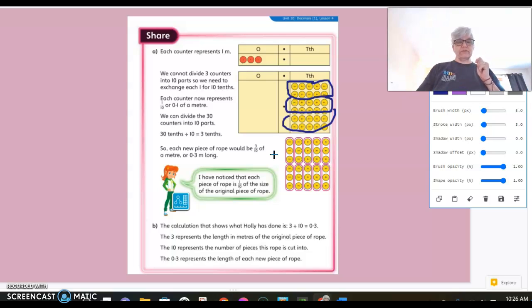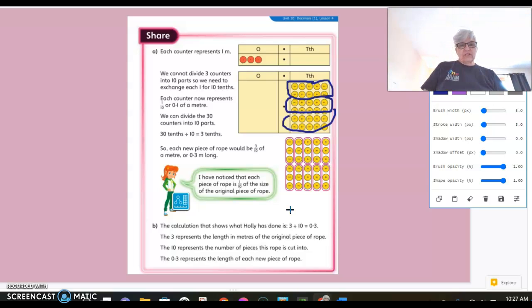Hopefully you got that answer. If not, don't worry. Hopefully by the end of this lesson you'll understand what we mean. You can stop the video and ask questions at any time. So if you put up your hand, Miss Asma can just stop it. So each new piece of rope would be 3/10 of a meter long. Astrid says, I have noticed that each piece of rope is 1/10 of the size of the original piece of rope.